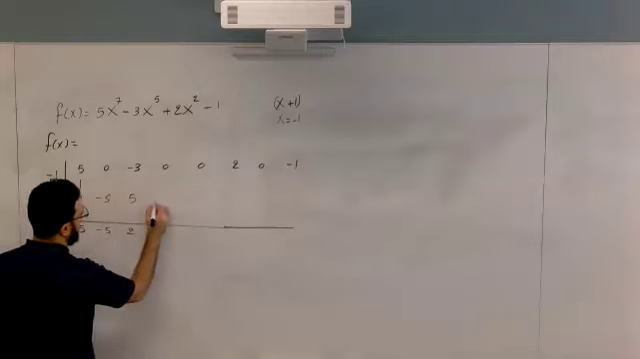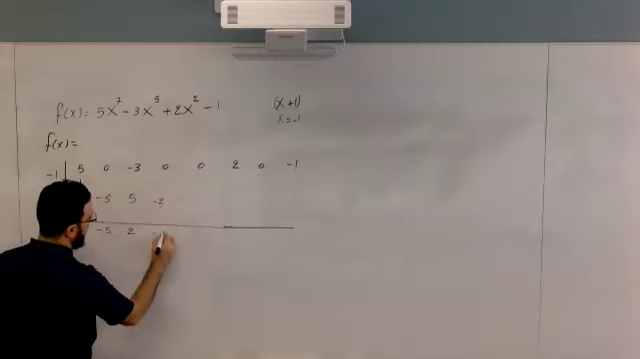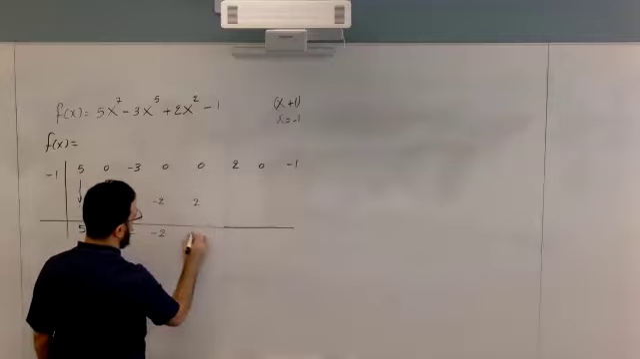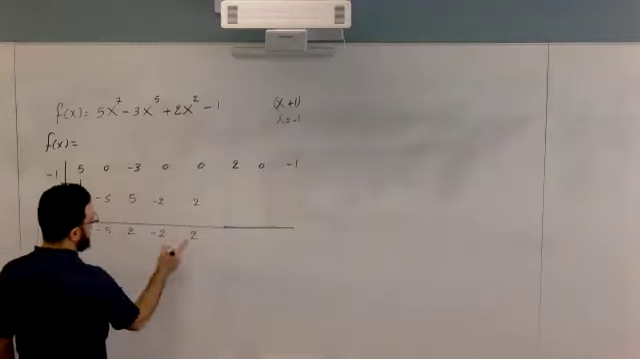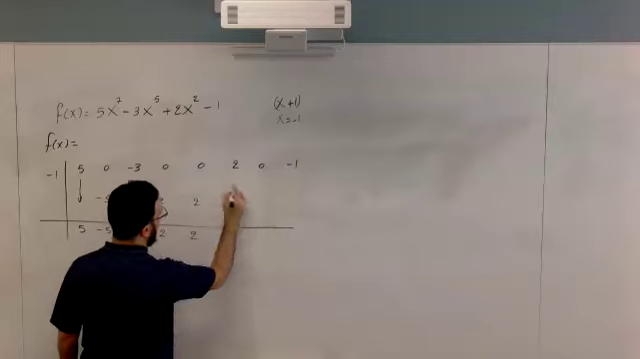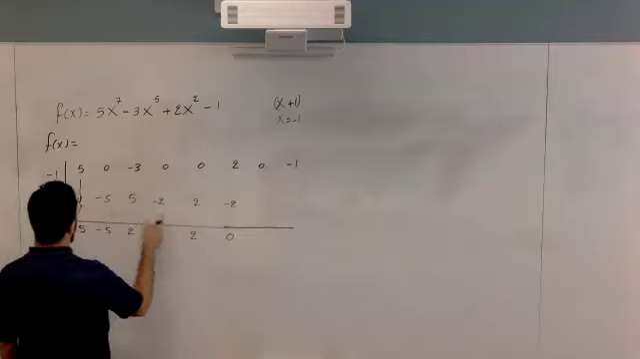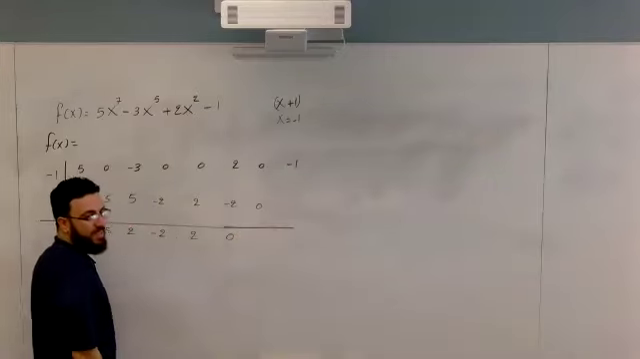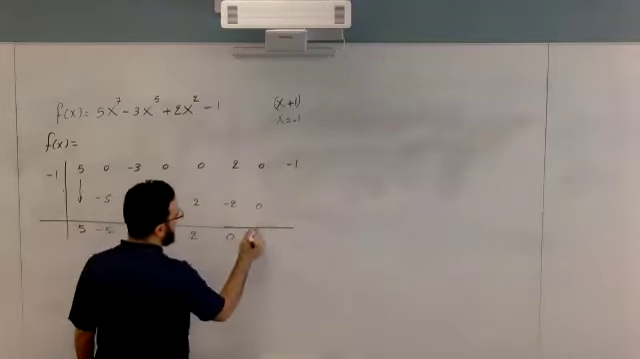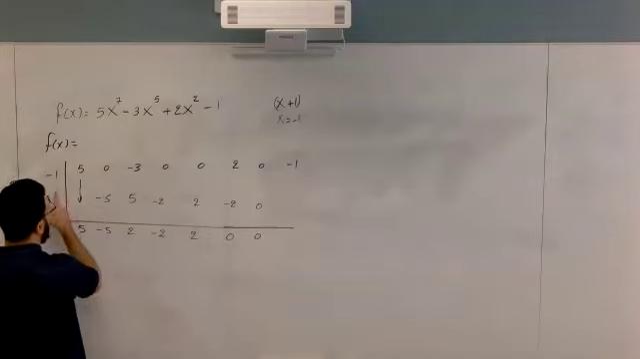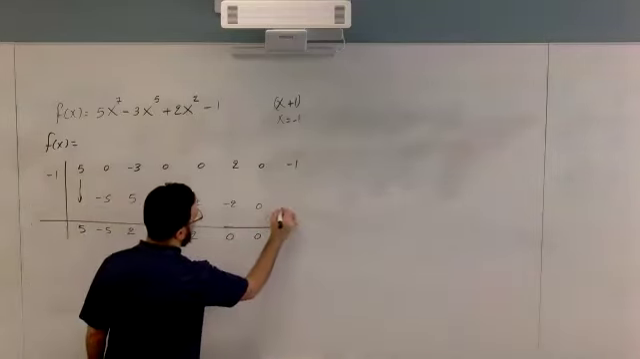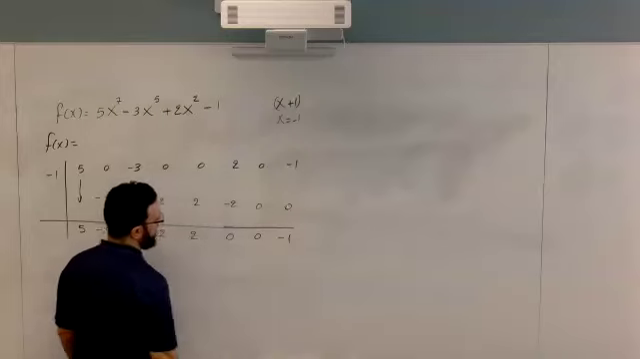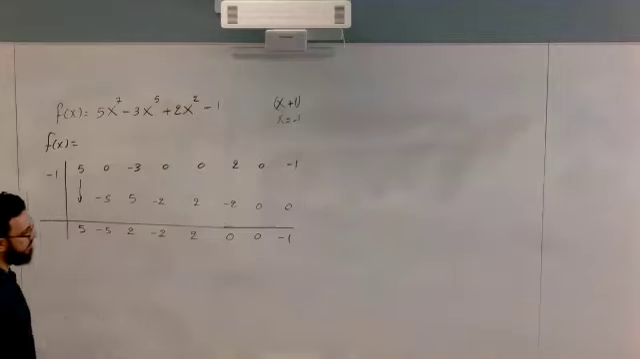-1 times 2. Add these together. -1 times -2. Add these together. -1 times 2. Add these together. -1 times 0. Sorry, 0 plus 0. -1 times 1, 0. Add these together. How much is the remainder?